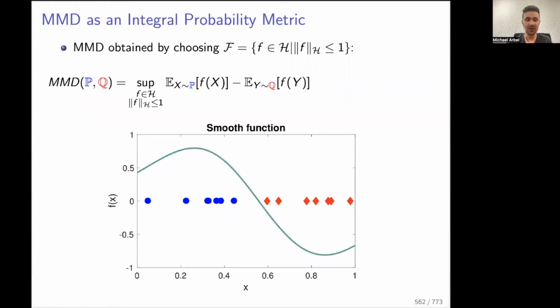So one reason why this integral probability metric is useful is that it gives you an interpretation for the optimal function that achieves this supremum here. And we'll see that this function always exists. So this is a function that will assign positive values to the high density regions under P and negative values to high density regions under Q. And that way it completely distinguishes between the two distributions.